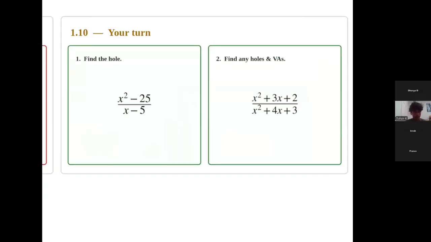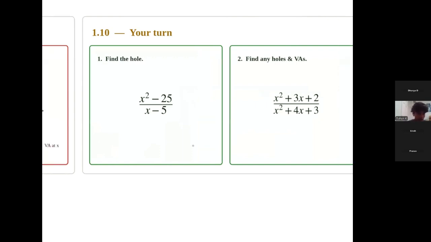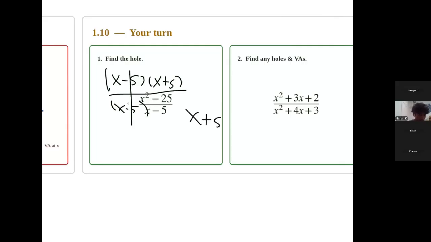All right, I'm going to solve this in 3, 2, 1. Okay, so the first question, find the hole. So first thing we do, factor. So x minus 5, x plus 5. And then you can see that the denominator is just going to be x minus 5 since that just stays the same. Then these two cancel out. So what we're left with is x plus 5. And the hole is going to be at x equals 5 since that's where these two cancel out. x minus 5 is what cancels out. So that's going to be equal to 0 when x equals 5.